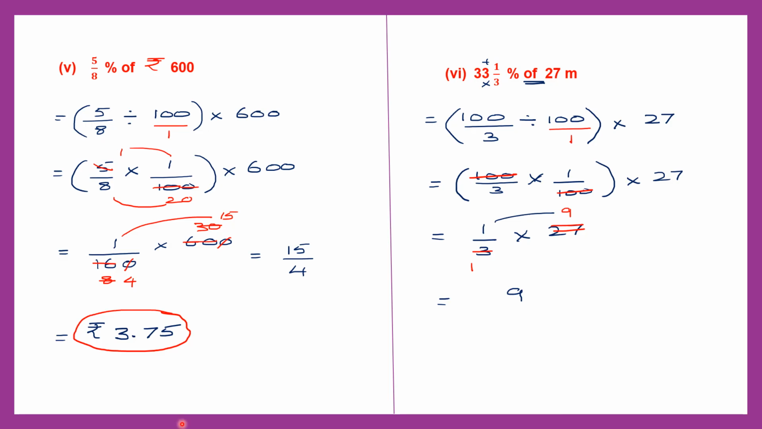Now what is the unit? Go back to the question. Now the question is 33 1 by 3% of 27 meters. So that is your unit, 9 meters. So we've written 9 meters and that is our answer.